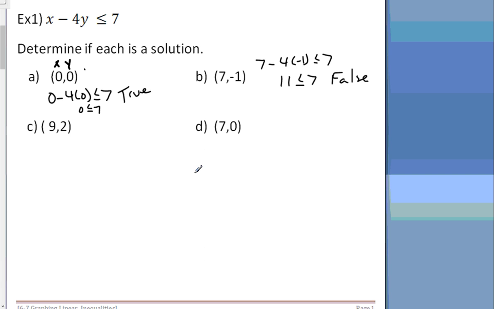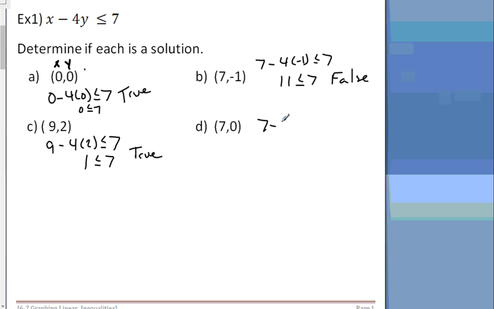Let's do the next example, or letter C, sorry. So let's do 9 minus 4 times 2 is less than or equal to 7. Well, that's 8, so 9 minus 8 is 1. Is 1 less than or equal to 7? That's true. Okay?